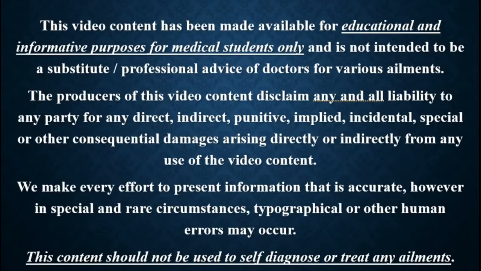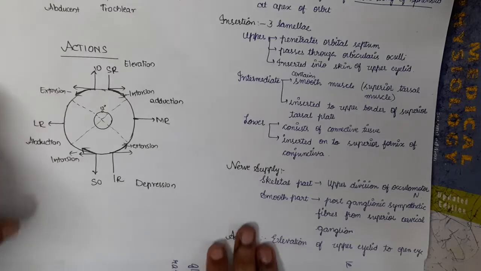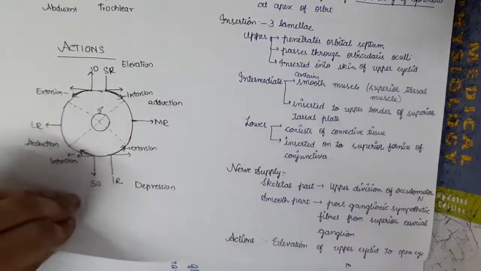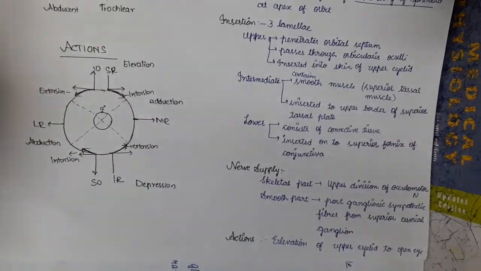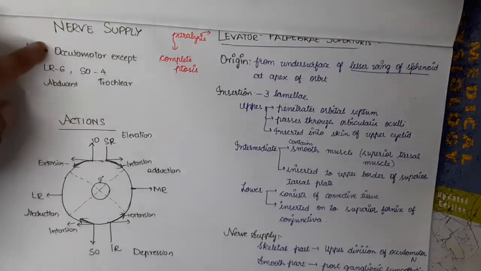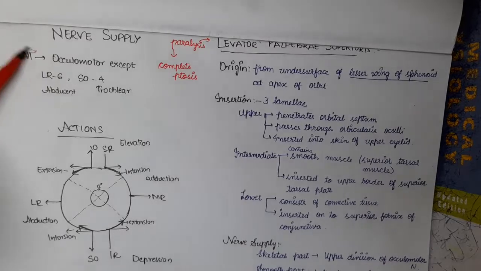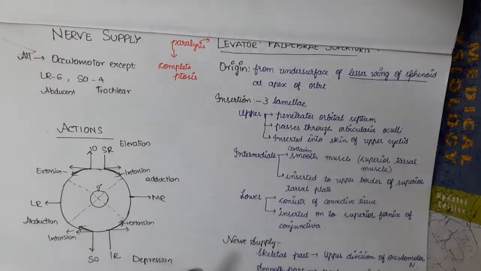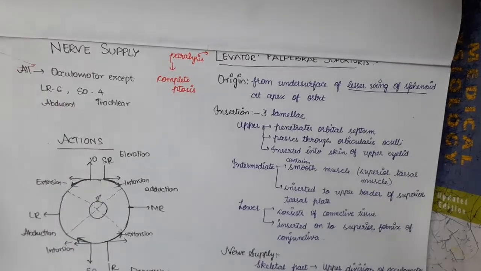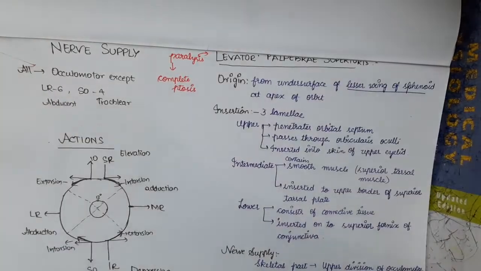In this lecture, we will learn about... Hello friends, let us continue the orbit. In this orbit, we have nerve supply of orbit. As I have already shown you in the figure, the main nerve supply of orbit is by oculomotor nerve, except the lateral rectus and superior oblique. Lateral rectus is supplied by sixth cranial nerve, that is abducent nerve, whereas superior oblique is supplied by trochlear nerve.